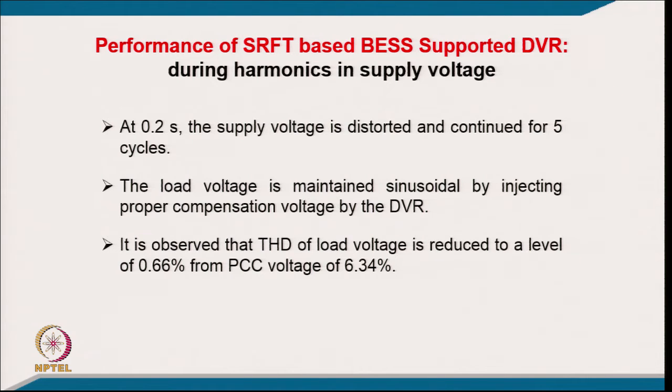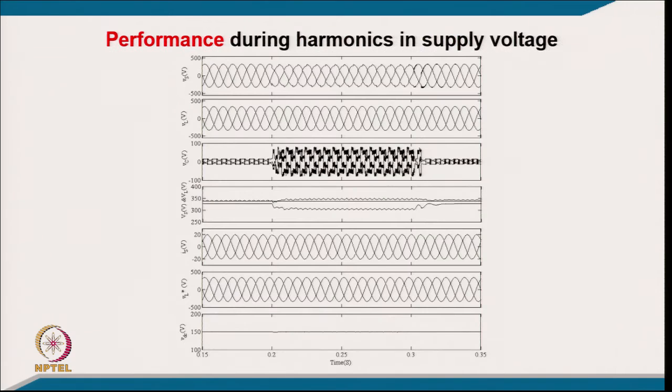For 5 cycles the supply voltage is distorted, and the load voltage is maintained sinusoidal by proper compensation of voltage by the DVR, and it is observed that the total harmonic distortion in the load voltage is reduced to a level of 0.66% from the PCC voltage of 6.34%. So, you can see here it is the nominal voltage, and here the voltage harmonics are injected at the point of common coupling, and then nominal. But you can see the load voltage is sinusoidal and not polluted by the harmonics, and these are of course the injected voltages.